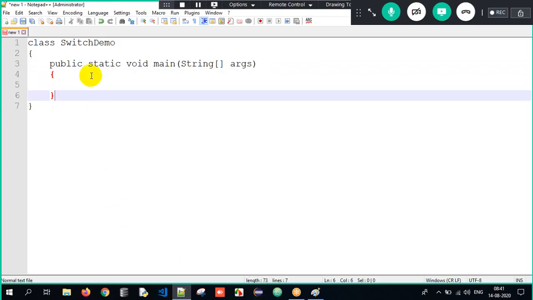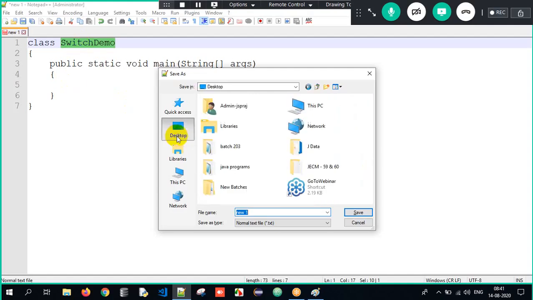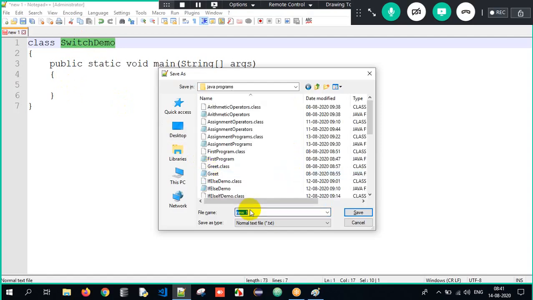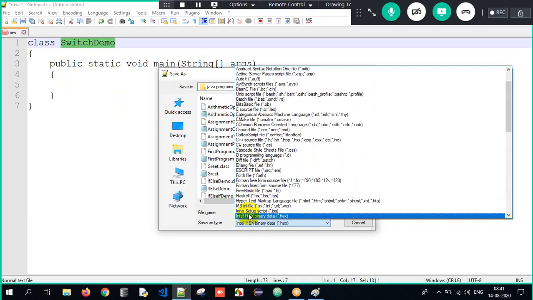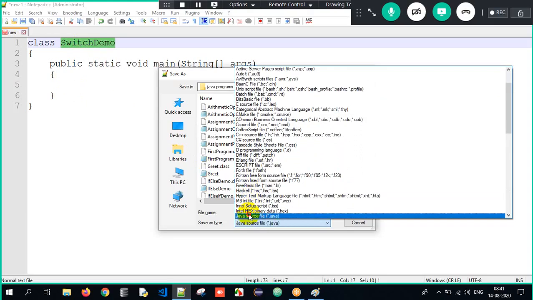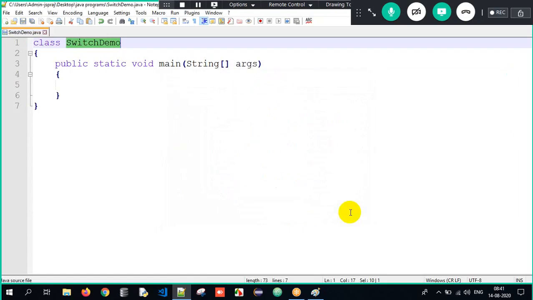Let me save my program first. Control S. When I press Control S, it asks where do you want to store your Java program. On the desktop there's a folder called Java programs, so go to that folder and store it over there. Class name and file name should be the same, and in Save as type, you have to search for Java source file. Once you select Java source file, automatically it will take the extension as .java. And I have to click save.